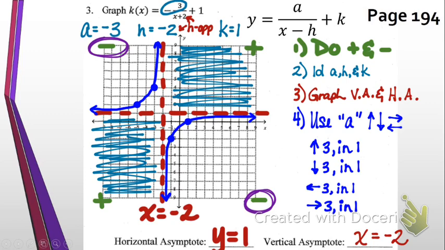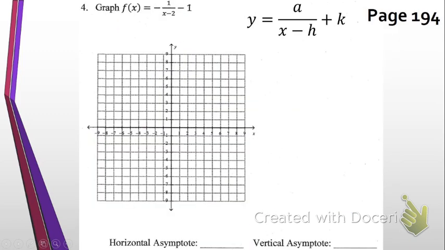So looking at number 4, what is our A value? -1. Remember, always look to see if there's a negative out in front. If there is, it goes with your A. What's H? 2. Because between here and here, it changes signs. And what about K? -1.